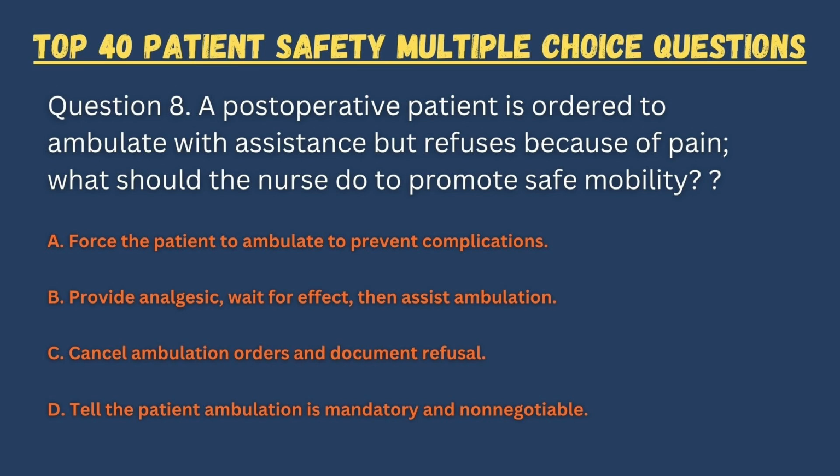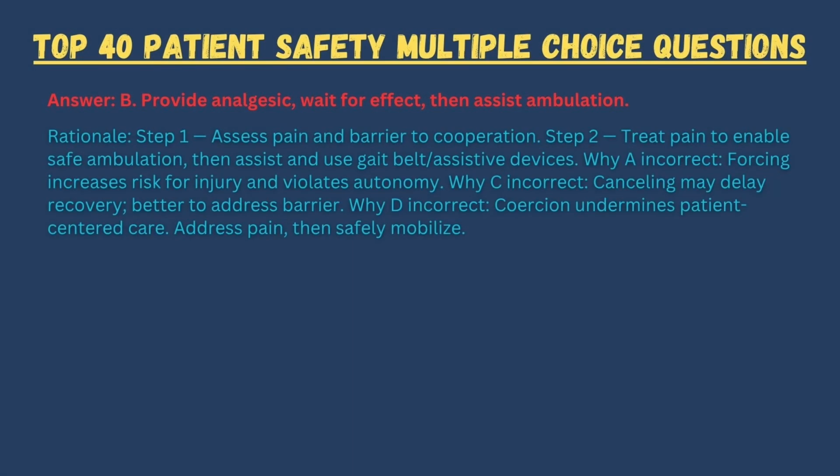Question 8. A postoperative patient is ordered to ambulate with assistance, but refuses because of pain. What should the nurse do to promote safe mobility? A. Force the patient to ambulate to prevent complications. B. Provide analgesic, wait for effect, then assist ambulation. C. Cancel ambulation orders and document refusal. D. Tell the patient ambulation is mandatory and non-negotiable. Answer. B. Provide analgesic, wait for effect, then assist ambulation.